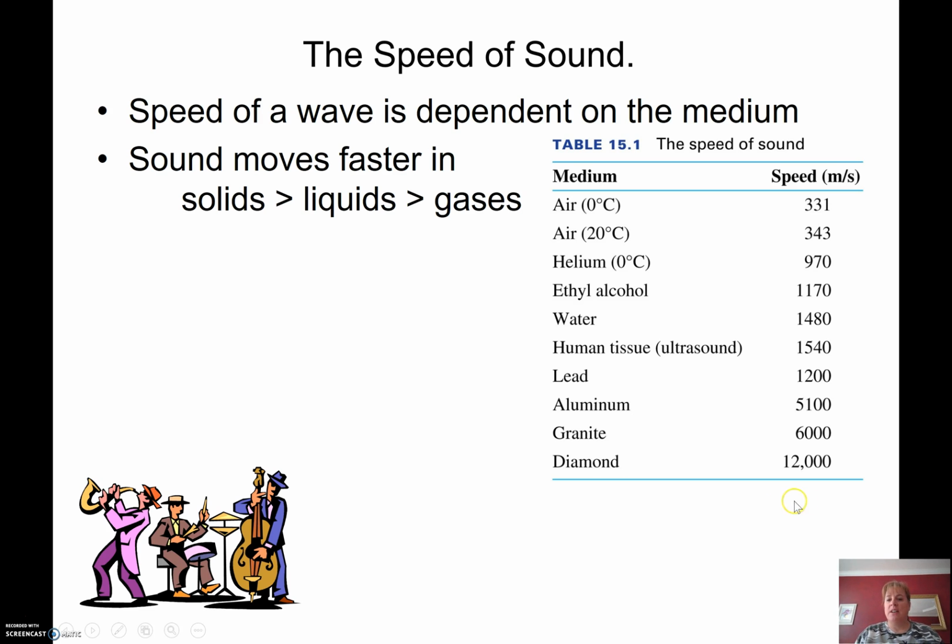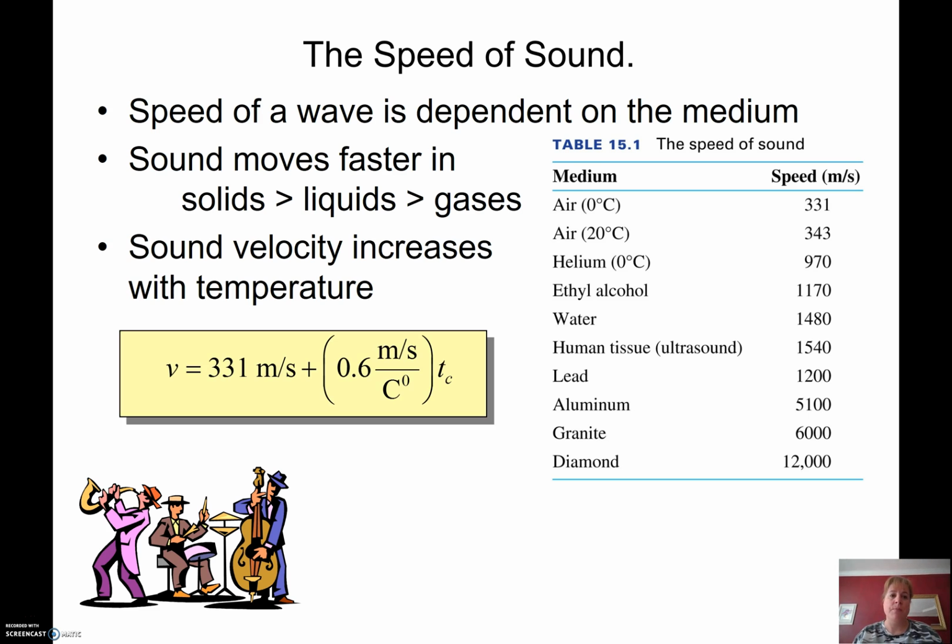And you can see here in diamond where you have real tight packing, right? That's a covalent network solid. You have very large speeds. Whereas if you go into air, the typical air speed is about in the 340 range. So sound moves faster when the molecules are packed in tighter because it's a vibration of those molecules. Also, because temperature affects the motion of molecules, sound velocity increases with increasing temperature.